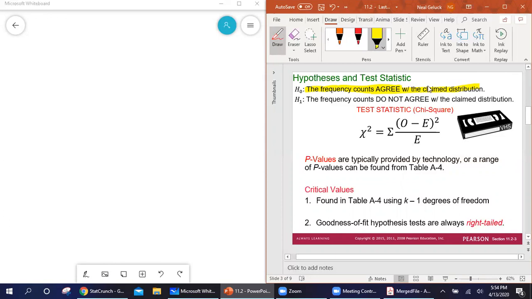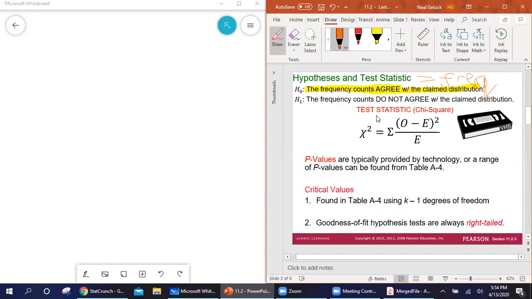Now, the claimed distribution can be anything I want it to be. But for our purposes, the claimed distribution is always going to be equal frequency, at least on like tests and stuff. Equal frequency.